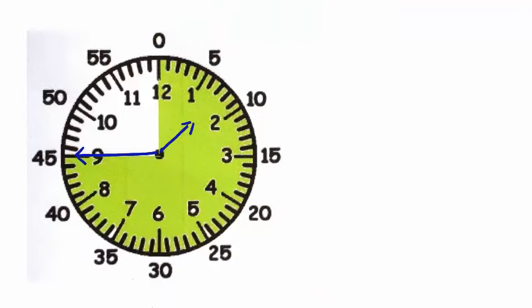Can you tell what time this clock represents? Look carefully. The small hand is near 2 and the big hand is on 9. Is it not quarter to 2?